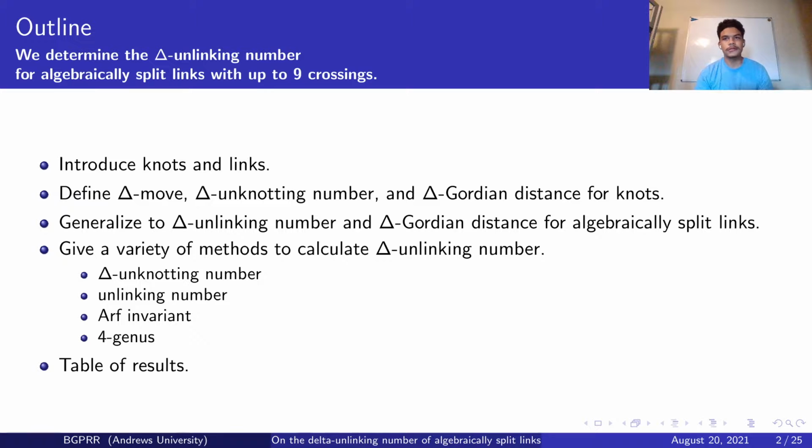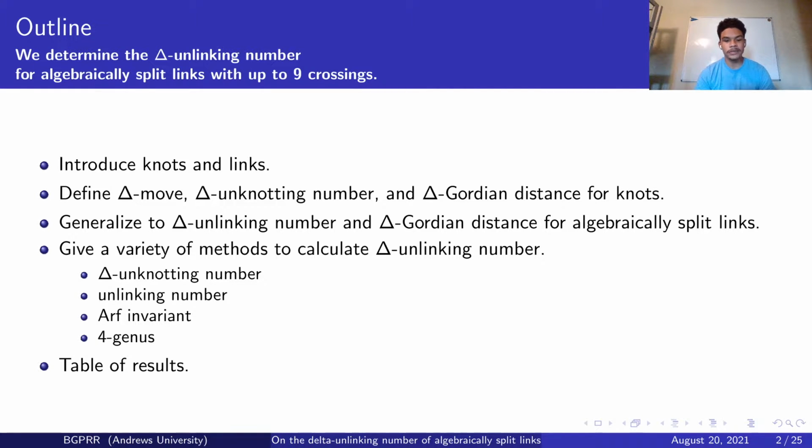In this presentation, we first outline and understand what a knot and link are, some background in knot theory, and we then define the delta move, the star of the show, and concepts such as the delta unknotting number and delta Gordian distance for knots. We'll see then how, in our research, we generalize these ideas to the delta unlinking number and delta Gordian distance for links.